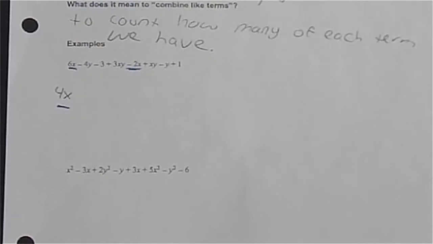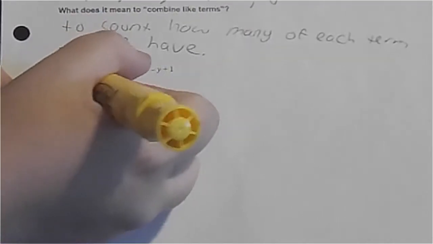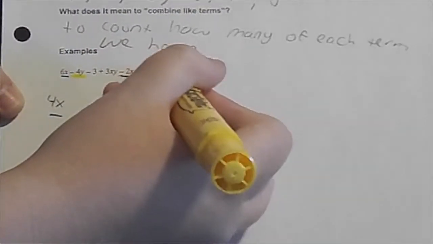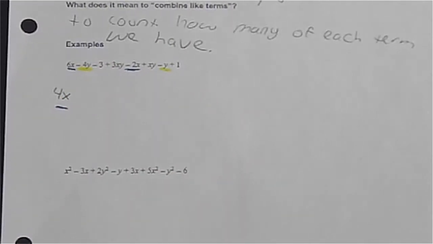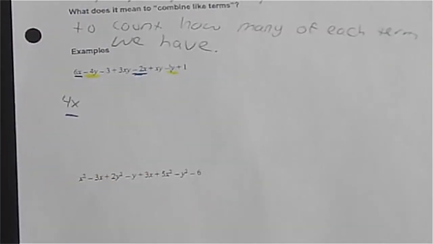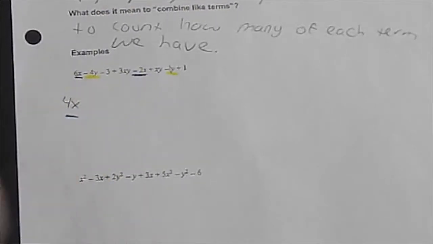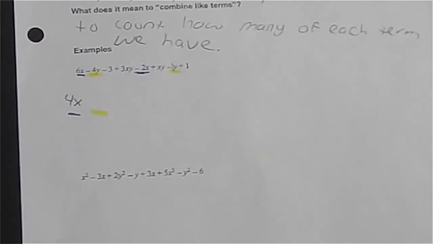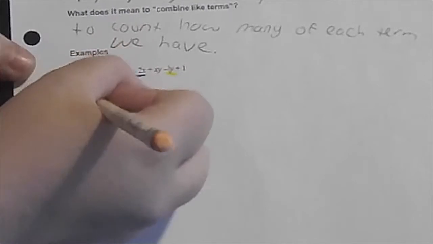My next term is a y term, and I happen to have negative 4 of them right here. And if I keep looking later on, I have a minus another one right there. Note that that says minus y, and so if I ask how many y's there are, well, technically it's negative 1 y. Because if there's no number in front, it just means that there's one of them. So here I have minus 4, and then later on I have minus 1. So when I combine them together, negative 4 minus 1 is negative 5. Negative 5 y's.